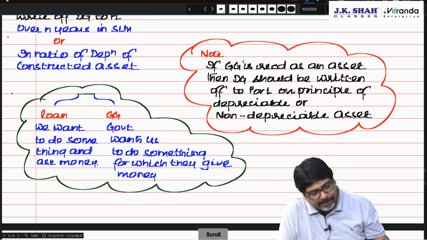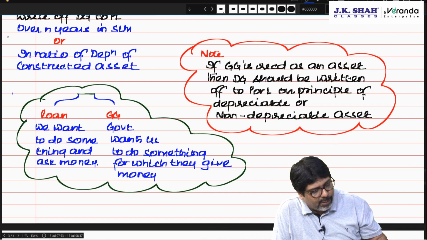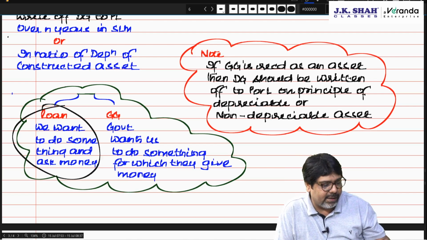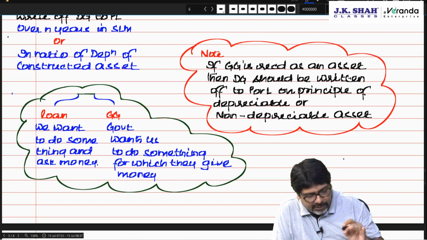Correct? Now, what is the difference between loan and government grant? Loan is we want to do something and ask money. Government grant is government wants us to do something for which they gave money. So I hope you understood the difference between government loan and government grant.